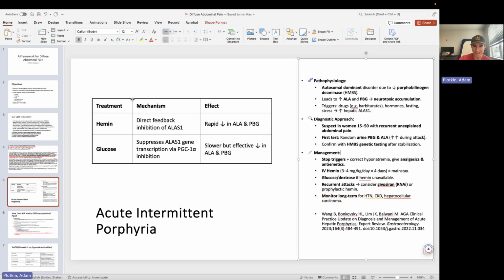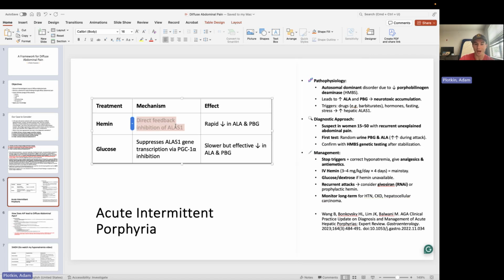So the mechanism behind why hemin and glucose work, hemin is basically heme, right? So it's going to have direct feedback inhibition of ALA synthetase, right? We're talking about the heme synthesis pathway. So if I give the patient hemin, your body's like, yo, dude, we're good. We shut down the production, right? And if we shut down the production of more heme, we're not making the ALA and PBG that are causing these neurotoxic and abdominal visceral pain problems, right?